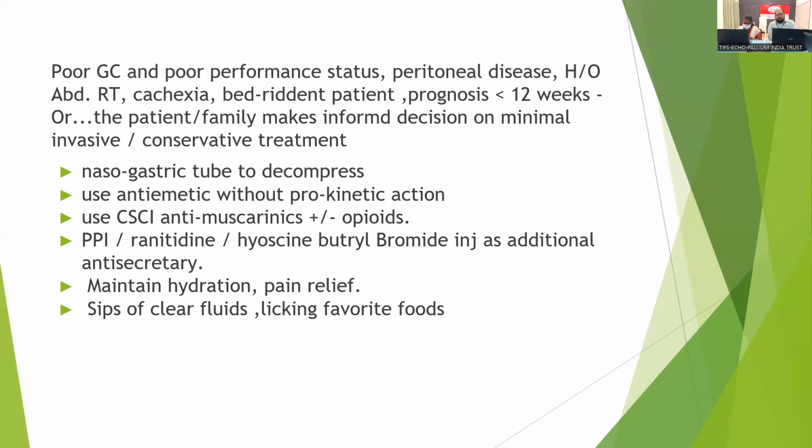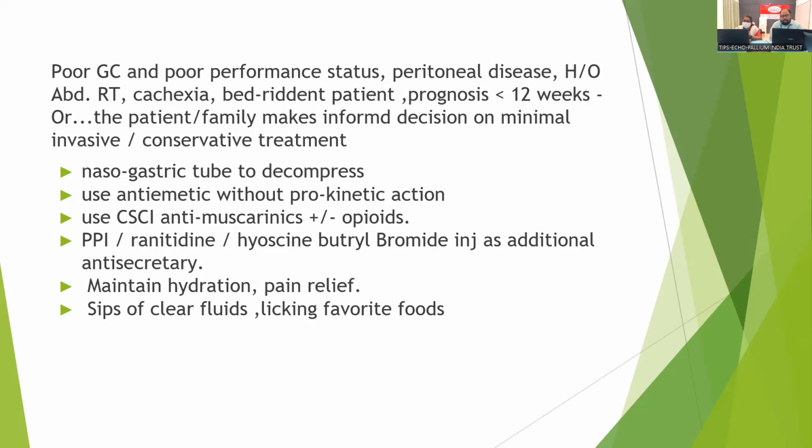So you have a patient with intestinal obstruction, with poor general condition, poor performance status, very advanced peritoneal disease, history of abdominal radiotherapy, very cachectic, bedridden, and a suspected prognosis of less than 12 weeks. Or at the same time, the patient and the family make an informed decision on minimally invasive conservative treatment. Make sure that's an informed decision. So the patient and the family should be aware of what happens if they opt for no surgery and what all they can expect in the future and how we can help them manage it.